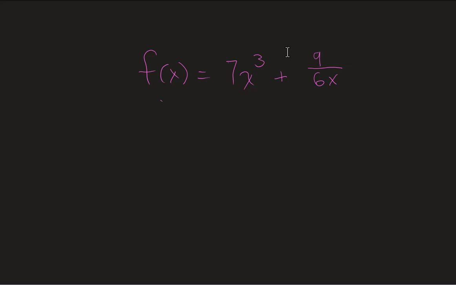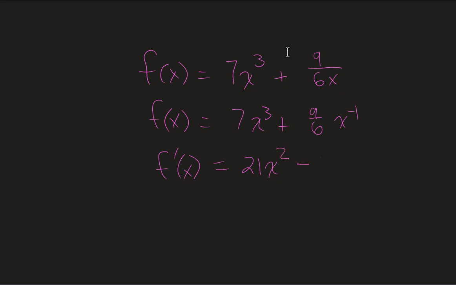Okay, so first thing you want to do is rewrite it. 7x to the 3rd plus 9/6 x to the negative 1. So f prime of x, that gets us 21 x squared minus 9/6 x, subtracting 1 from negative 1 is negative 2. And then 9/6 can be simplified. Divide 9 and 6 both by 3, minus 3/2 x to the negative 2.